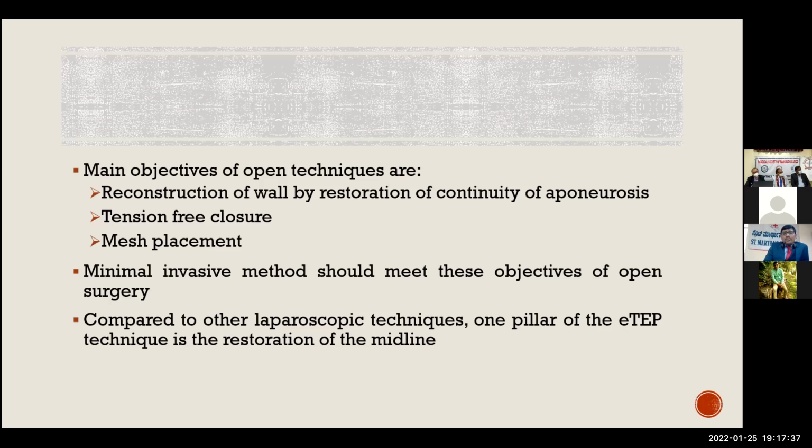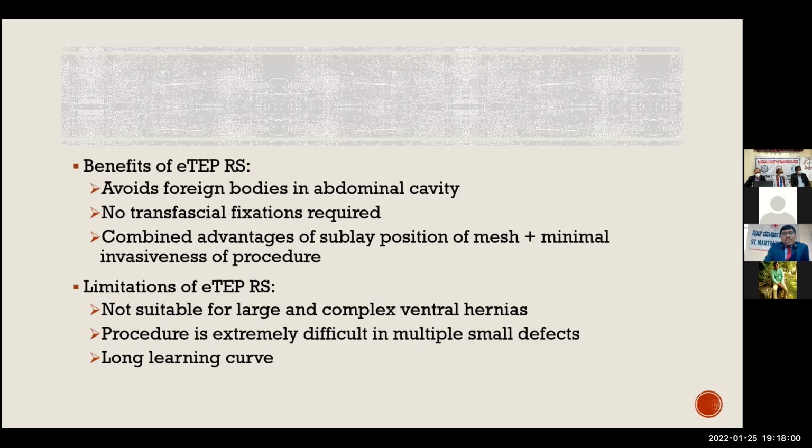Coming to discussion, the main objectives of open technique of ventral hernia repairs include reconstruction of the wall by restoration of continuity of the aponeurosis, tension-free closure, and the placement of the mesh. Minimal invasive methods which are being used now should meet these objectives of open surgery. When compared to other laparoscopic techniques, one pillar of the Etep technique is the restoration of the midline. Coming to the benefits of Etep-RS, it avoids foreign bodies in the abdominal cavity, no transfacial fixations are required, and it also has a combined advantage of sublay position of the mesh and minimal invasiveness of the procedure. Etep-RS is not suitable for large and complex ventral hernias, and the procedure is extremely difficult in multiple small defects, and it has a long learning curve.